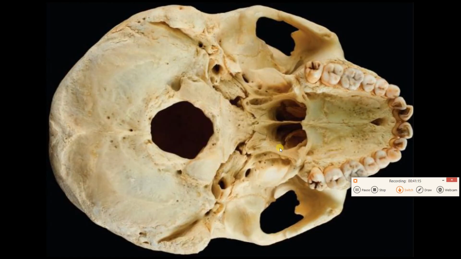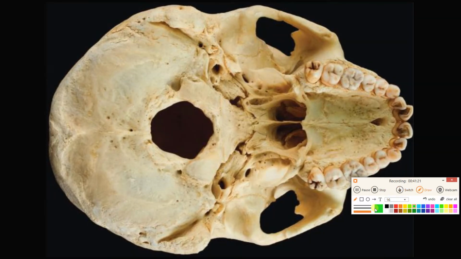Here we see a real skull. What is this bump back here? That bump right there: external occipital protuberance. What is this hole right here? This hole right here is the foramen magnum. What is this knuckle-like protrusion, here and here? Those are your occipital condyles.